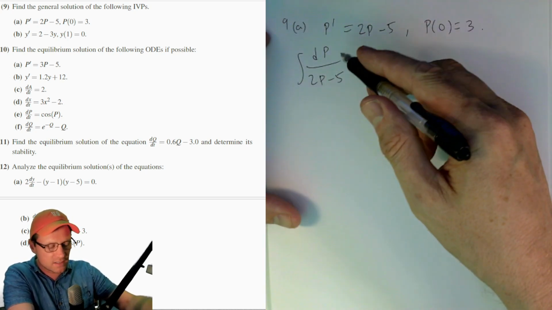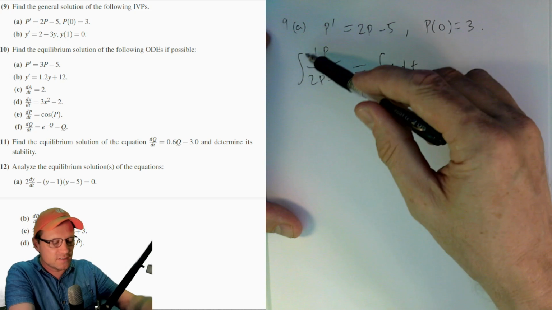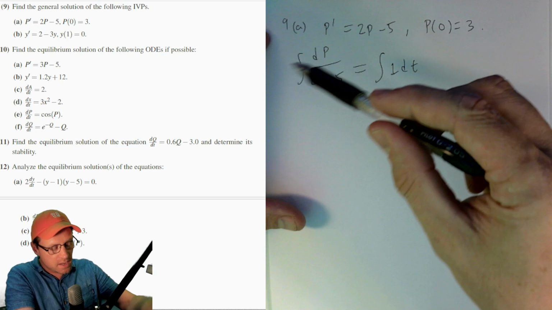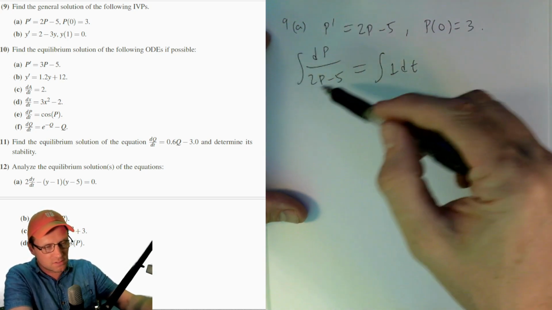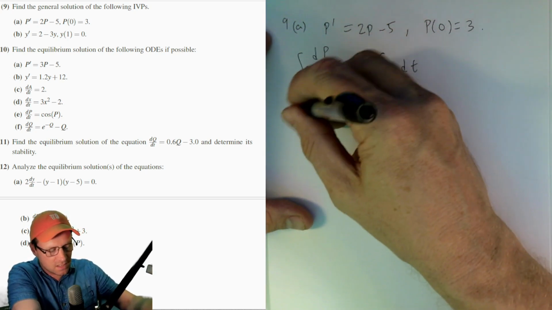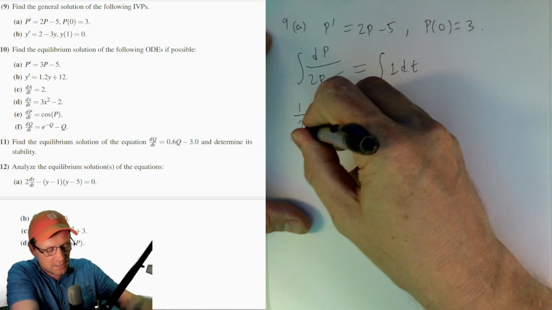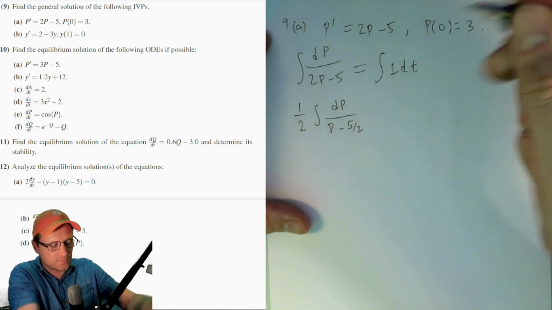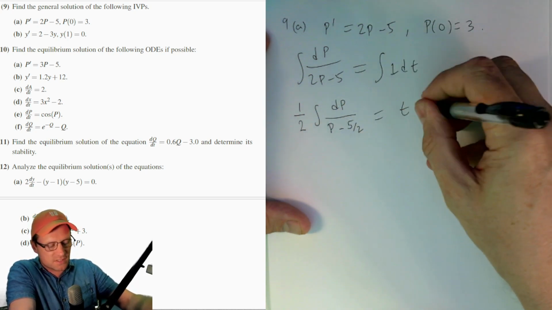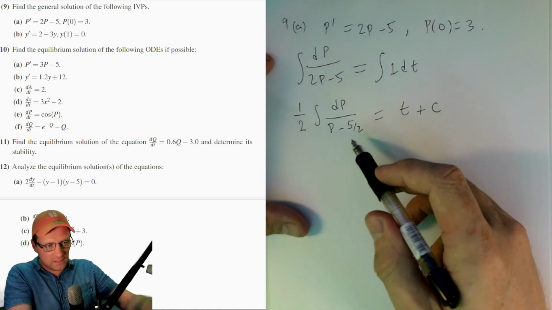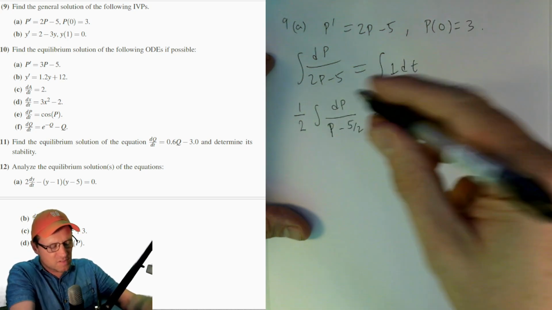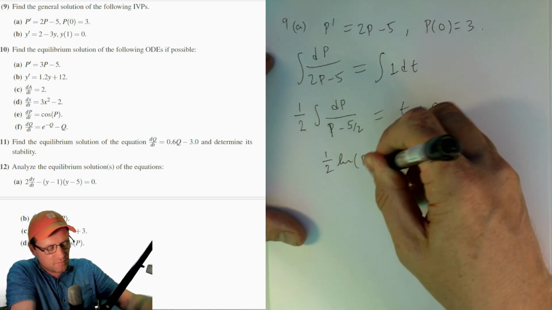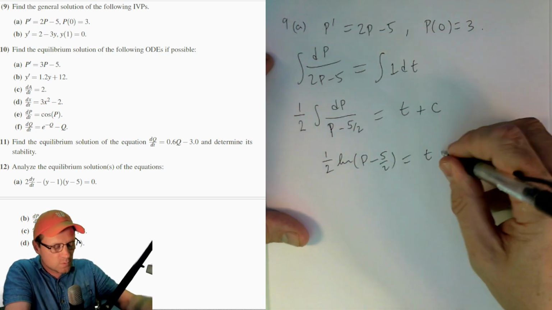Integrating this, when the derivative of the denominator is the numerator, then we have the natural log of that denominator, but it's not quite here. We can pull out the 2 so that that becomes the case. Let's factor out a 2 out of that denominator, and then in front appears a 1/2, dp over p - 5/2. On the right-hand side, we just have t plus c. On the left, we have 1/2 natural log of |p - 5/2|, and on the right-hand side, we still have t plus c.